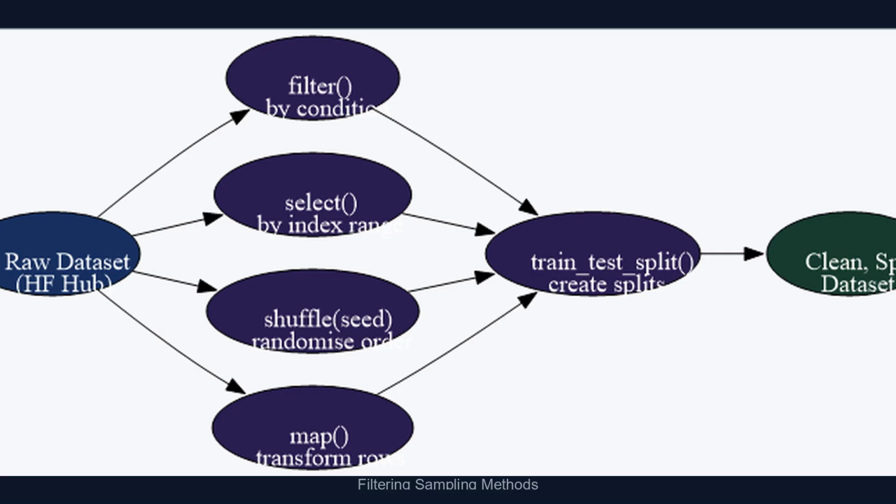Format conversion, tokenization, field renaming, all of these operations feed into train_test_split, which produces the final training and validation sets. Each function returns a new dataset object, so you can chain them freely without modifying the original data.